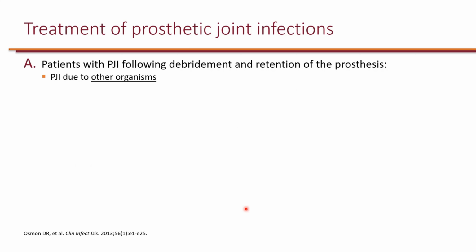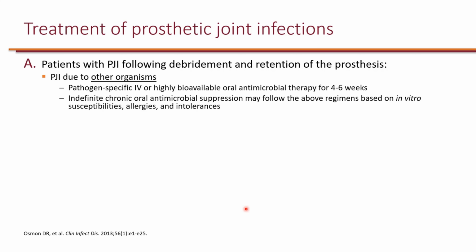Now, for prosthetic joint infection due to organisms other than staphylococcus, it does not have to be IV therapy for empiric treatment. So it can be either IV or highly bioavailable oral antimicrobial therapy for 4 to 6 weeks based on the culture results.